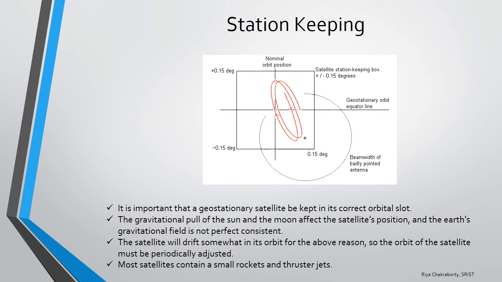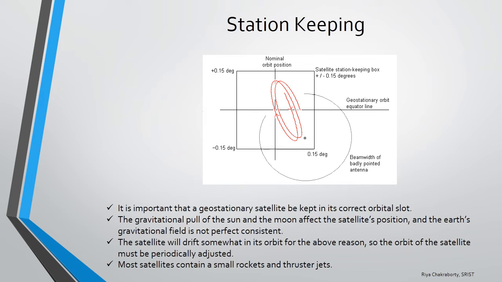Now, the next part is station keeping. Once a satellite is in orbit, the forces acting on it tend to keep it in place. If the satellite's height and speed during launch are accurately controlled, the satellite will enter the proper orbit and remain here. However, even with a very good launch, the satellite will drift somewhat in its orbit.